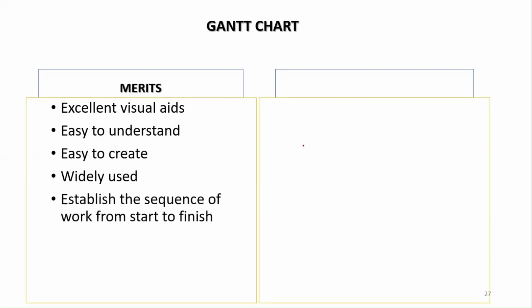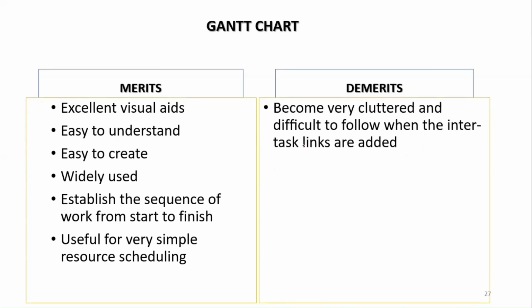Establish the sequence of work from start to finish. Already talked about it. Useful for simple resource scheduling. So I can use this to schedule resources, especially human resources. And we'll see that I could tell who will be doing activity A, B, and C. I could just put their names on it. If it's physical resource, I could also do that.